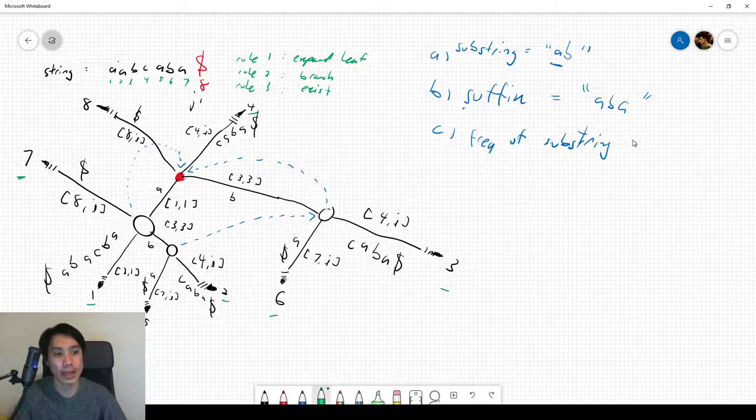Let's say instead of AB, my substring is only A. You realize my A occurs 1, 2, 3, 4 times in my original string. How am I supposed to know it?